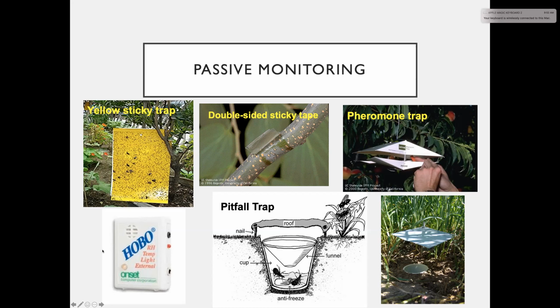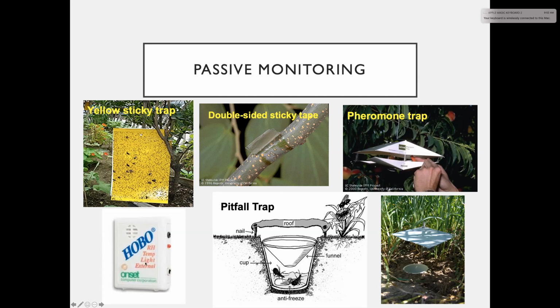Another passive monitoring tool that I put on here, I've had some experience working with growing plants inside in greenhouses and growth chambers. This is a little data logger called a HOBO. Basically, you put this where your plants are growing, and it can passively monitor all sorts of climate factors like relative humidity. It can take temperature recordings every hour for a really long period of time. It can measure light levels, lots of different climate factors.